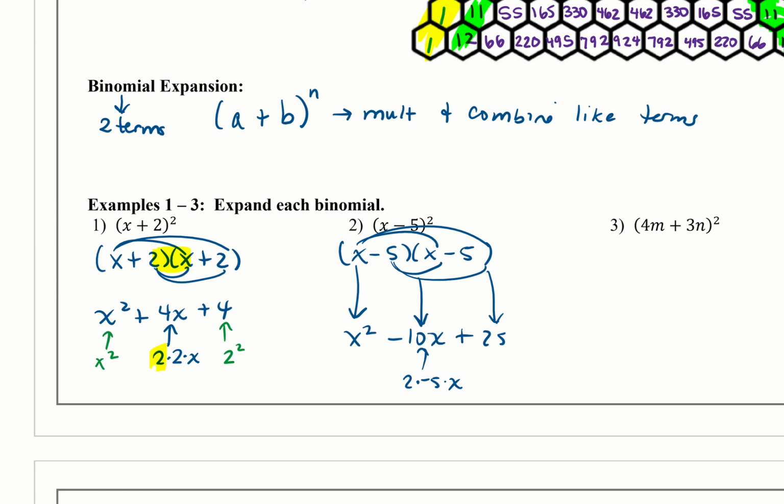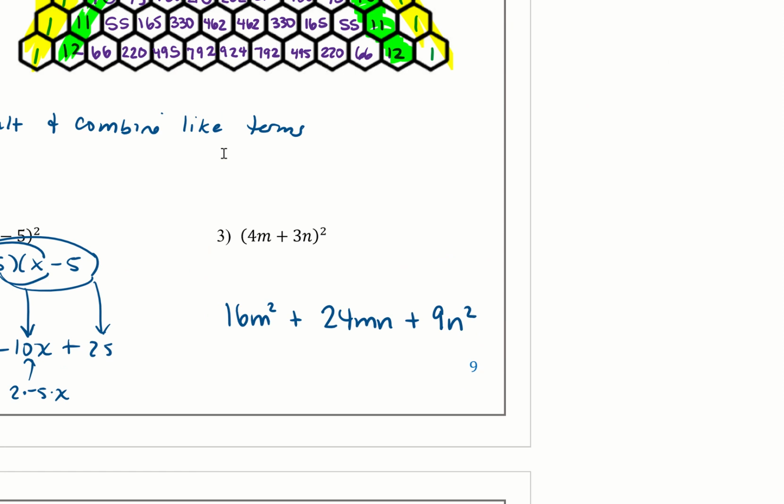So see if you can use the pattern on number 3 to try to expand this out to the trinomial without actually having to write it out and going through all of the foiling. I mean, if you need to, you can, but why don't you try it and then pause the video while you try it and then restart it and compare. So the expansion of this one would be 16m squared plus 24mn plus 9n squared.